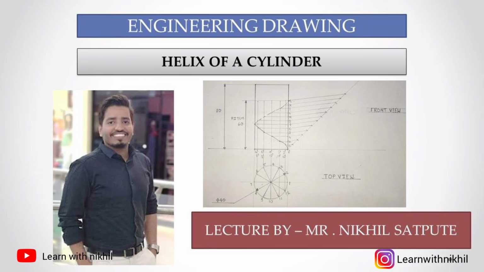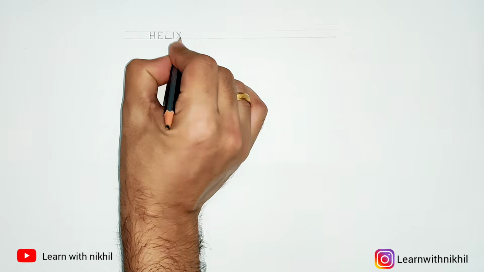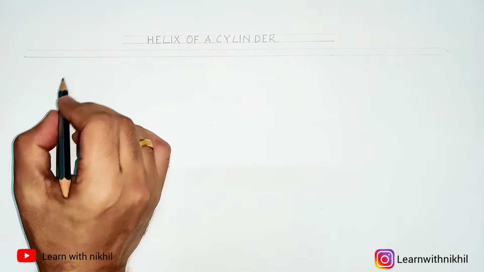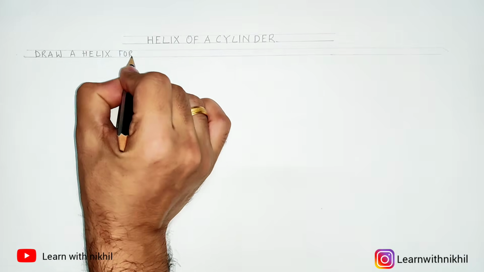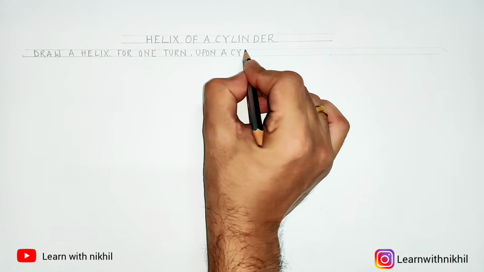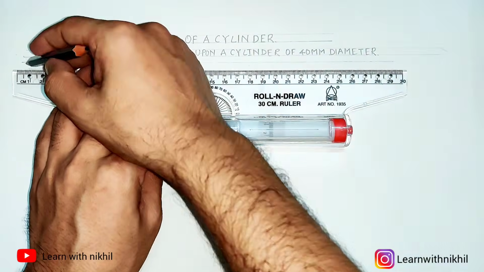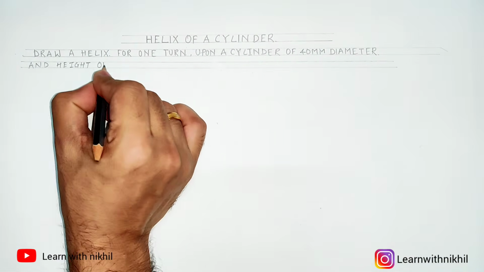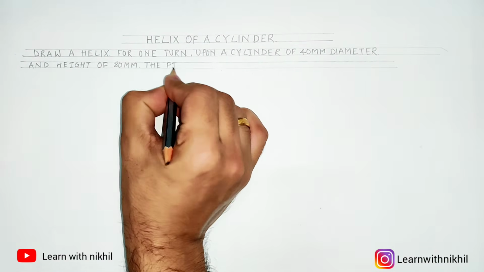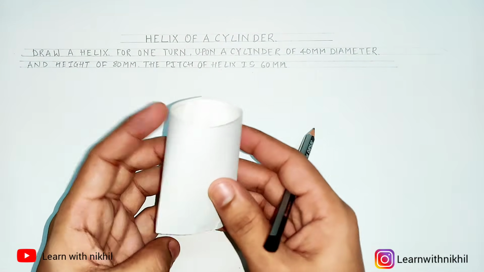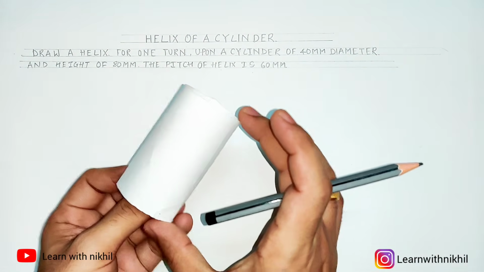In this lecture we will be able to draw the helix of a cylinder. Now to understand what a helix of a cylinder is, we will consider a sum where we have to draw a helix of a cylinder for one turn, where the diameter of the cylinder is 40 mm and the height of the cylinder is 80 mm. Further, it is given that the pitch of the helix is 60. What is pitch? I'll just let you know.